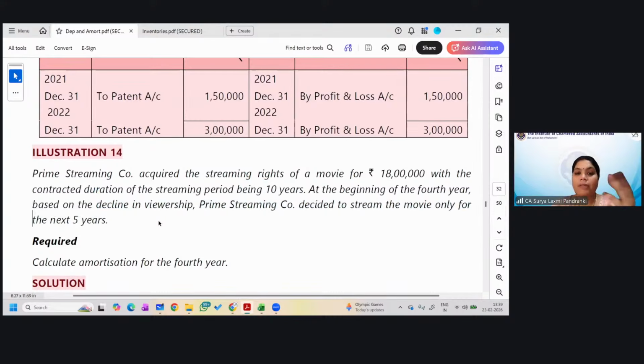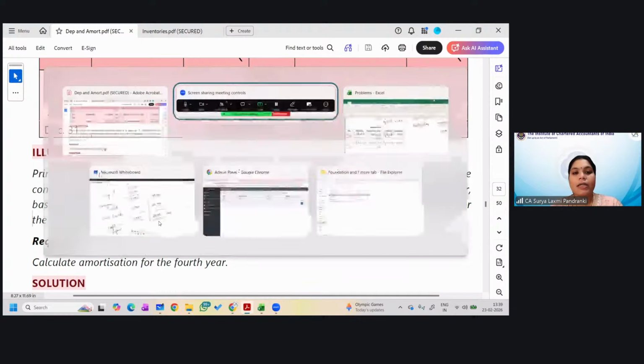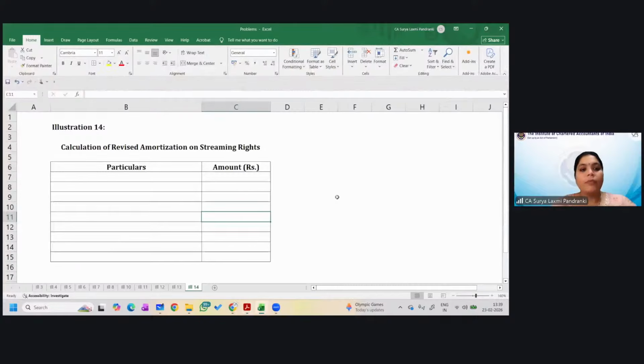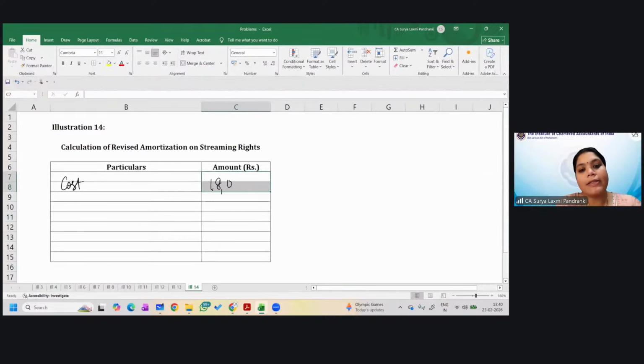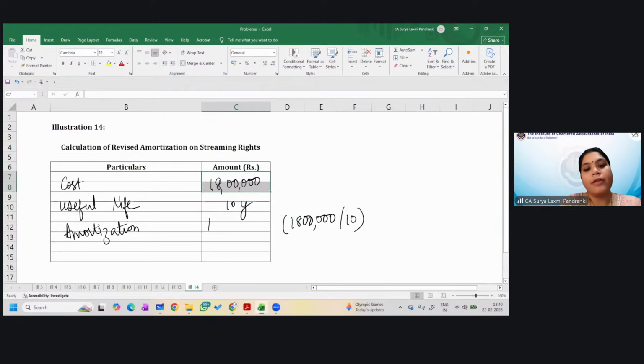This is the same as when the useful life of a machine has changed. Same way, amortization also will change. Very simple. What is the cost? We have actually purchased it for 18 lakhs, correct? And useful life is how much? 10 years. So amortization has to be how much? 18 lakhs divided by 10, right? So it has to be 1,80,000.